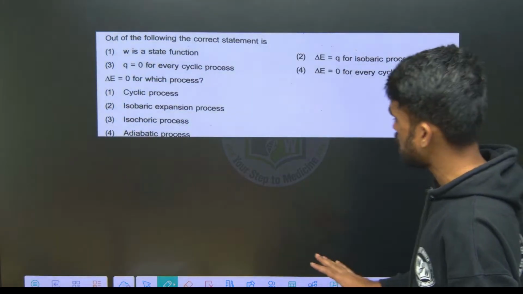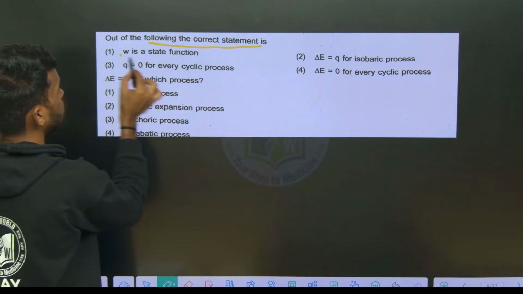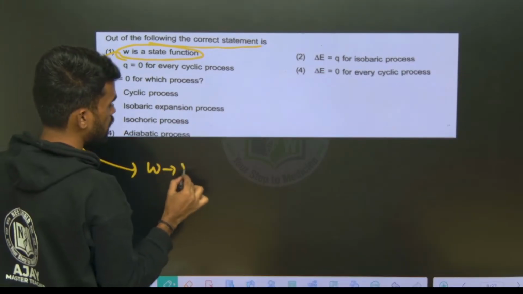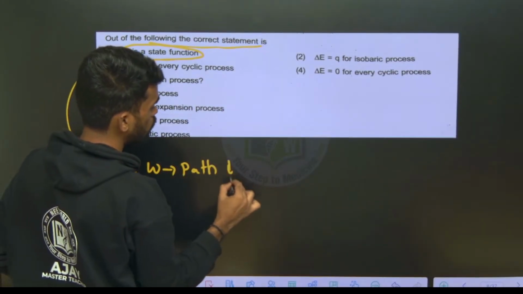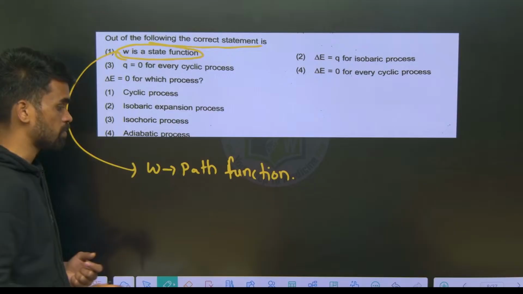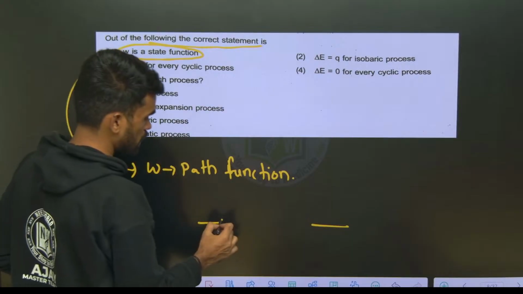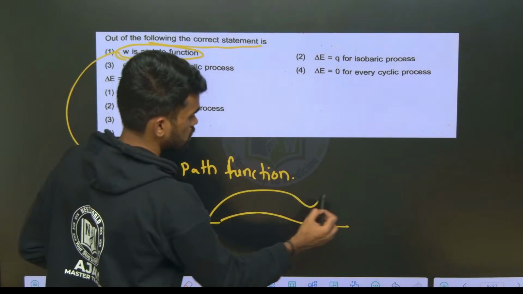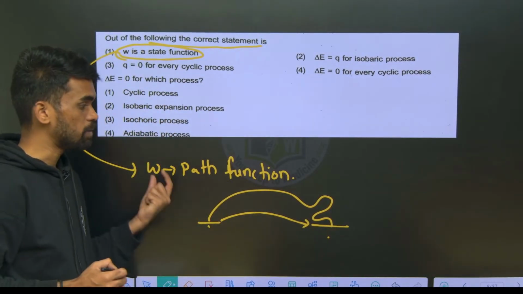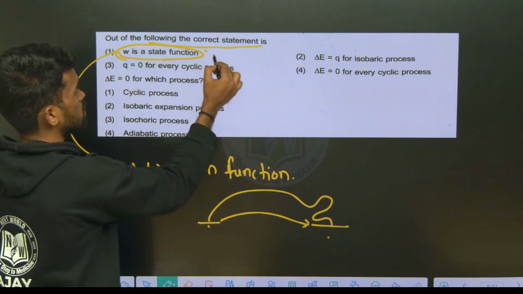Look here, we have a statement based question: out of the following, the correct statement is. W, work is a state function, they are saying. No, work is a path function. It depends upon what path is followed during the process. In order to go from here to here carrying something, let us say that is work, we can go directly like this or something like this, from initial state to final state. So this work depends upon the path followed. It is a path function, not a state function, so this is incorrect.